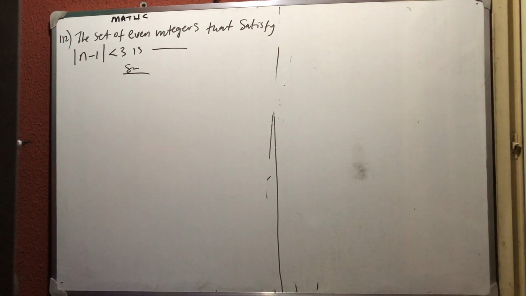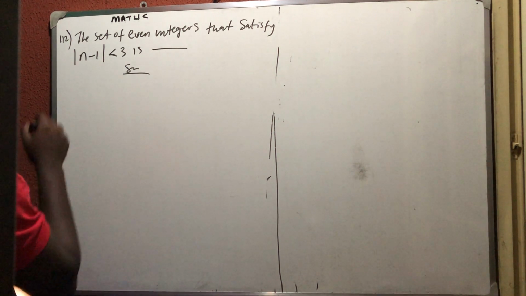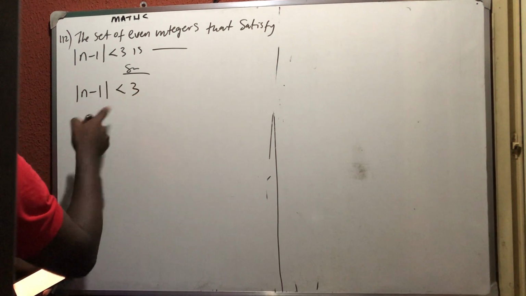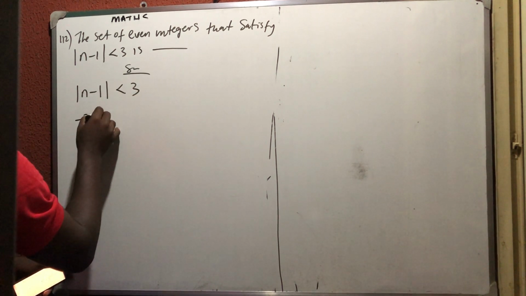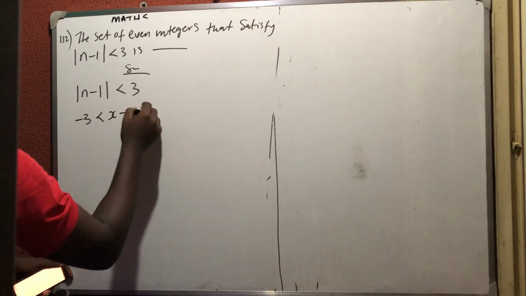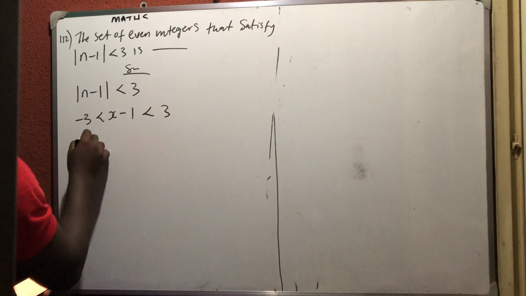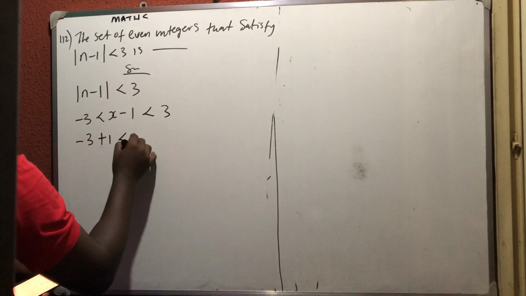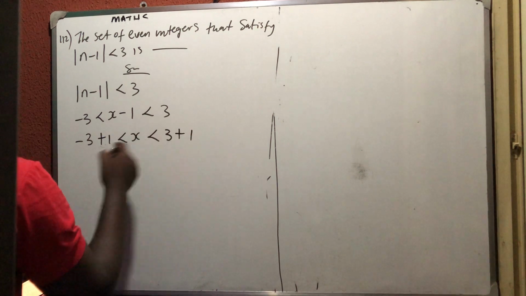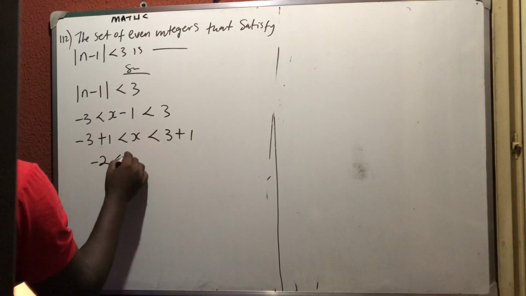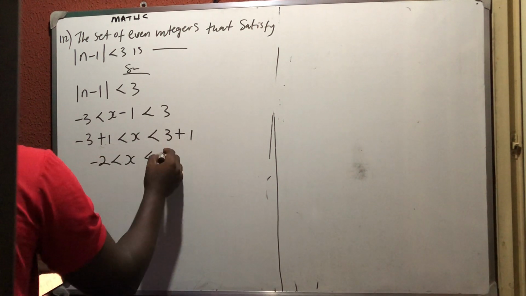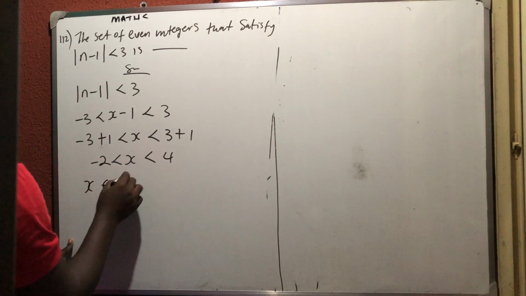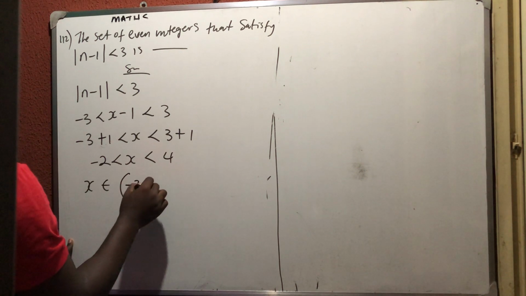Solution. Okay, so what do we have now? We have that absolute value of n minus 1 is less than 3. So what do we have now? Minus 3 is less than x minus 1, which is less than 3. So minus 3 plus 1 is less than x, which is less than 3 plus 1. So I'm having minus 2 is less than x, which is less than 4. Is it not true? So this is now that x is an element of open minus 2 and 4.